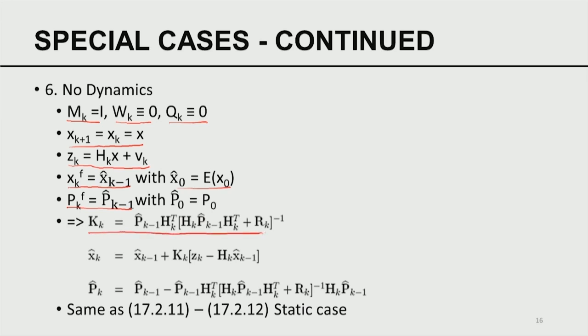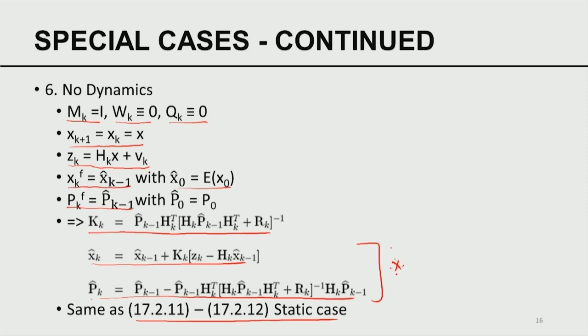So the Kalman gain in this particular case, if you do that, takes the following form. These are exactly the same as in the static case. Again, I'm going to leave the verification of these as exercises. Why is that? By doing this exercise, we are going to establish a connection.